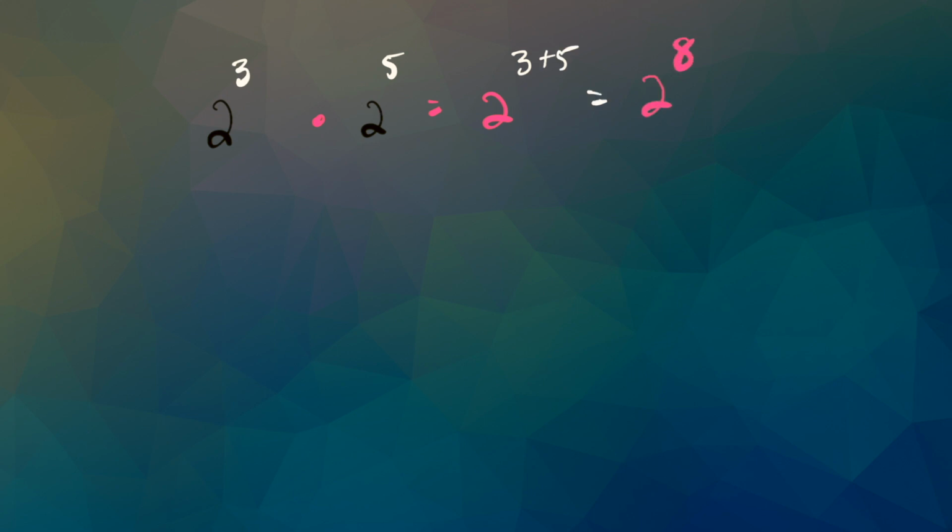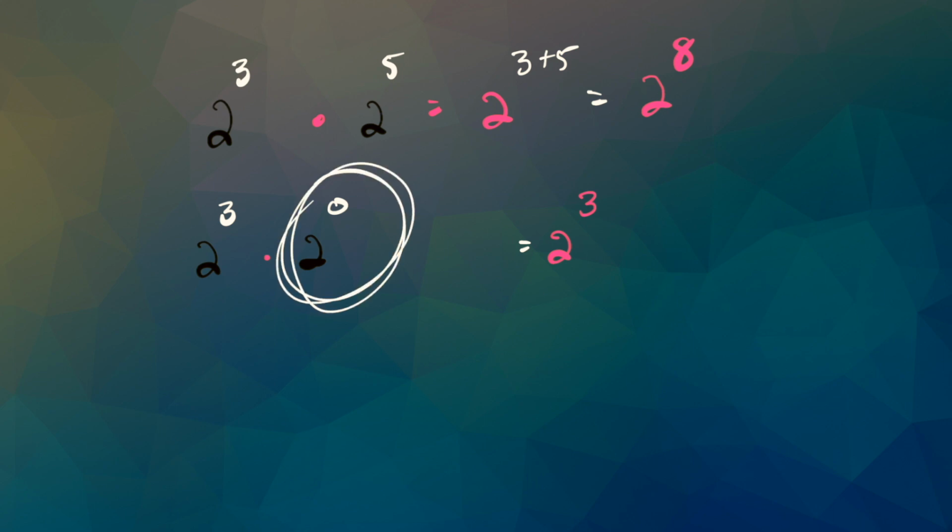But what if we wanted to multiply something like 2 to the 3rd times 2 to the 0th power? Our power rule would tell us, well, this is the same thing as 2 to the 3 plus 0 power. But of course, 3 plus 0 is the same as 3. And so what we're really saying is that 2 to the 3rd times 2 to the 0 is the same as 2 to the 3rd. Well, what on earth number must 2 to the 0 be like if when we multiply by 2 to the 3rd, we just get back 2 to the 3rd?